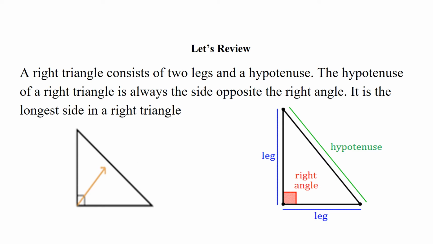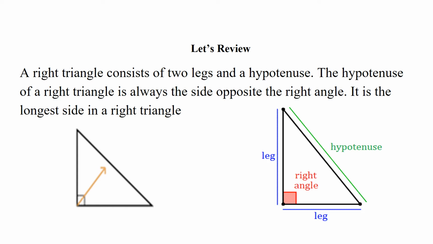So let us review a little bit what we know about triangles, in particular right triangles. Now, a triangle is a polygon that has 3 sides. A right triangle is a 3-sided polygon that has one of its angles measuring 90 degrees. And because it measures 90 degrees, it is called a right angle, and therefore the triangle is called a right triangle or a right angled triangle.